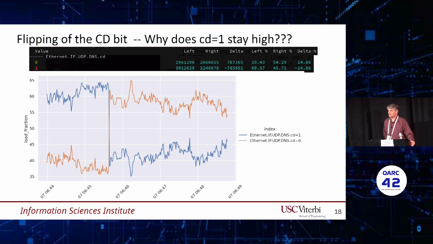Now, I need help. This is the same time frame. Right? All the rest of the graphs you just looked at went up and then they went down. This is the same time frame. The checking disabled bit stayed high. Why? I don't know. I have not actually even run this graph for a longer period.